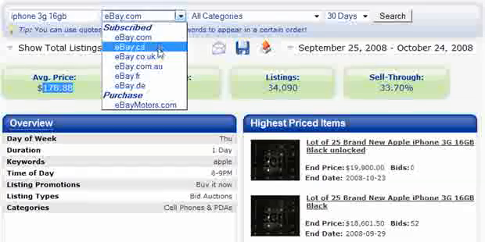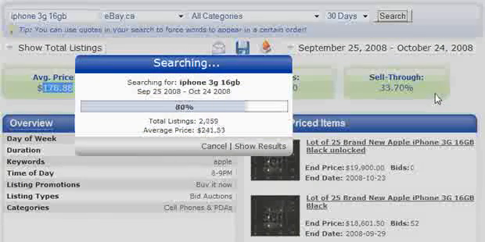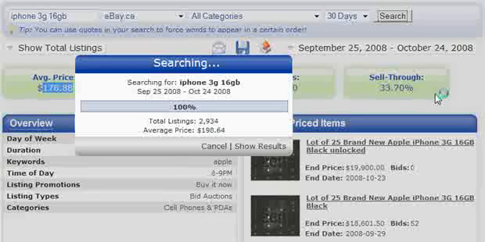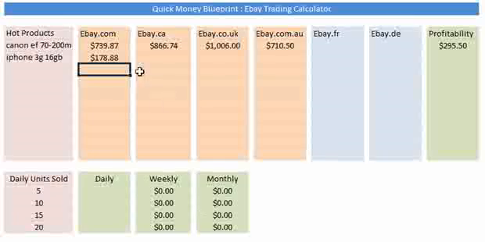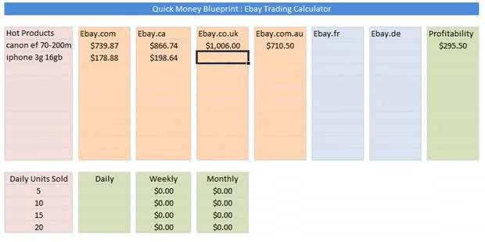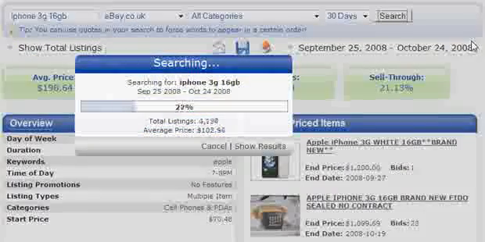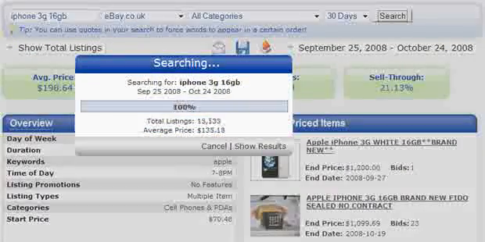Then go back here and search eBay Canada. You can see it's stopping at $198.64. So let's type in $198.64. And let's go to eBay UK. You can do this with any product. You don't have to do hot products if you don't want.